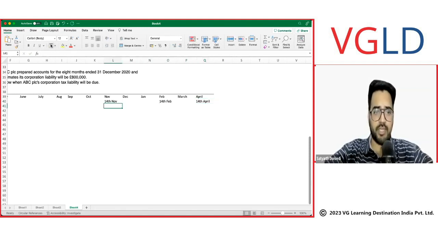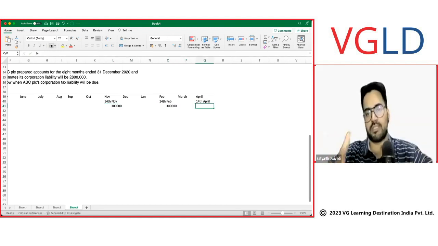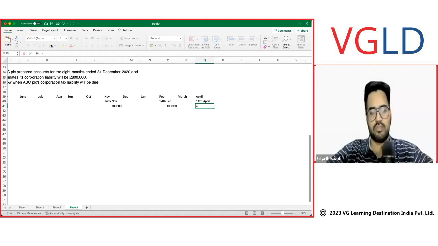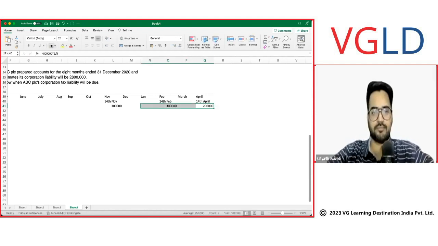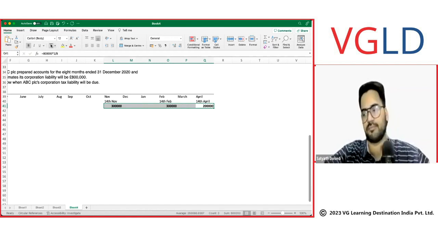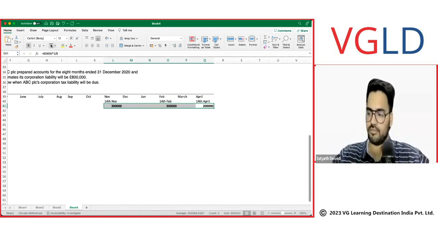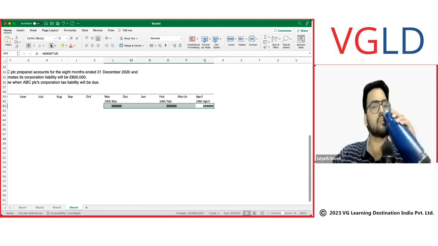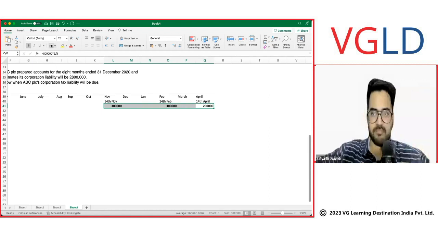Now, how much are you going to pay? So what is the difference? This is 3 months, right? So you're going to pay whatever is the liability multiplied by 3/8, 3/8. And then lastly, from February to March and March to April, just 2 months are there. So into 2/8, right? Yes. Is that clear? Very good.